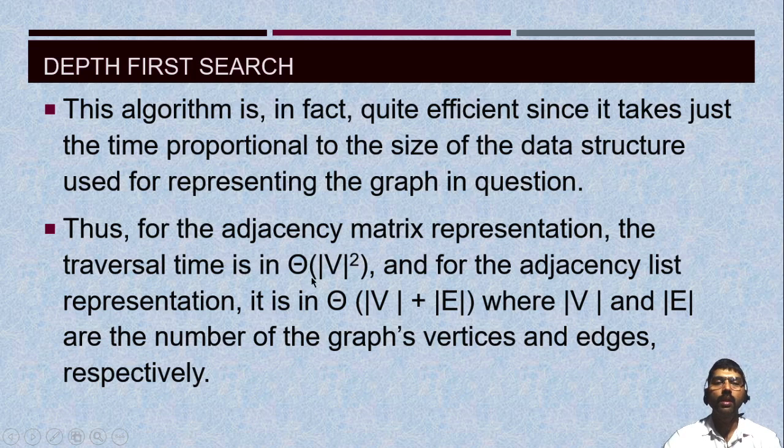Means if you have n items in the graph, we have n rows and n columns. All items of that matrix will be visited. V squared means number of rows times number of columns. And for the adjacency list representation, if you use the adjacency list for the graph, its efficiency is calculated as number of vertices plus number of edges, theta V plus E. This V indicates the number of vertices, and this E indicates the number of edges. When you total it, you get the efficiency. So it is a more efficient algorithm.